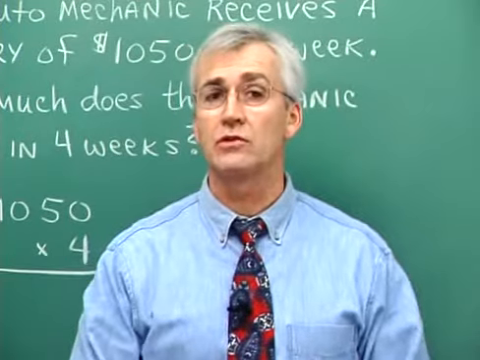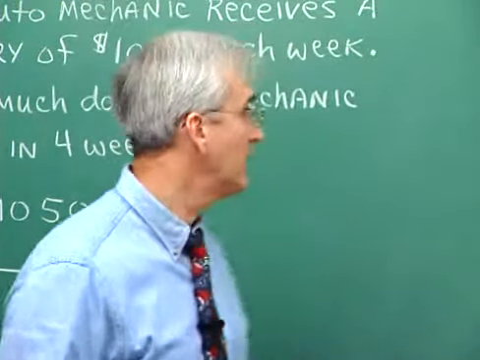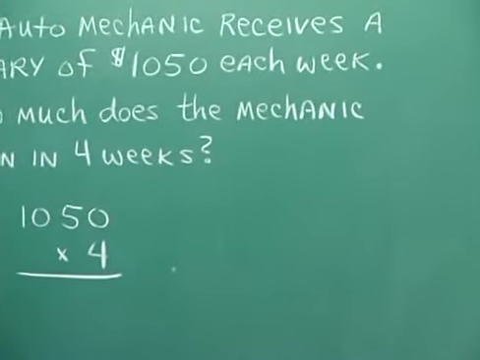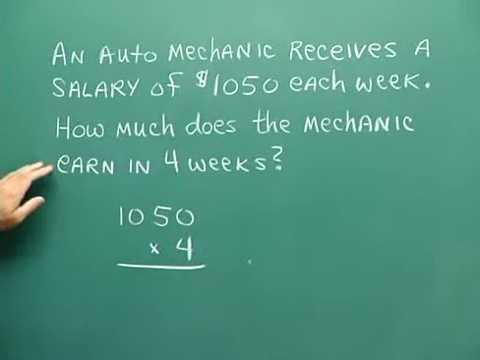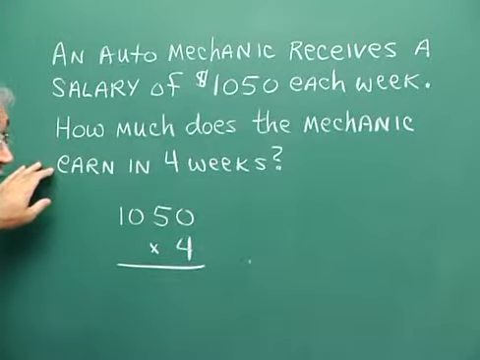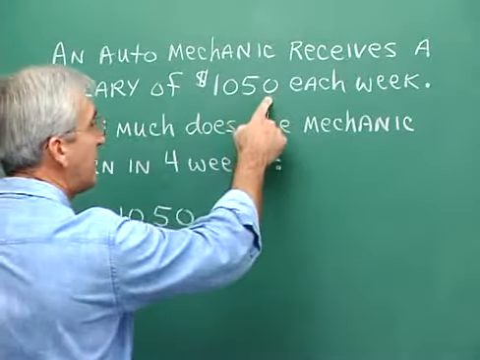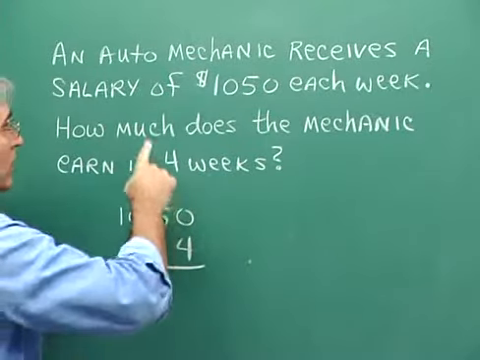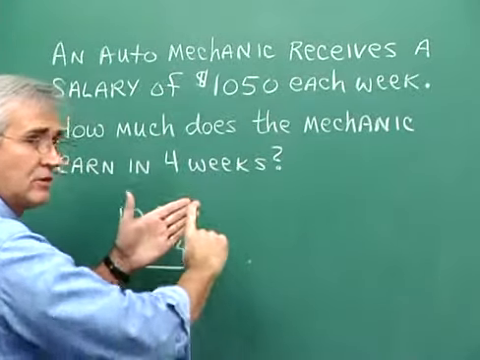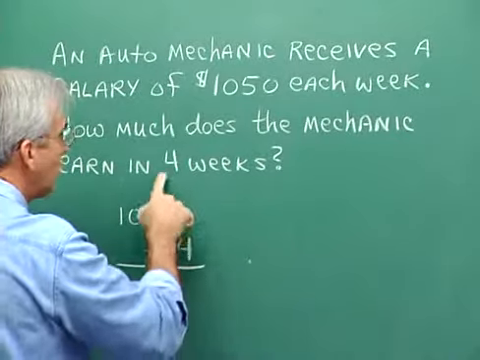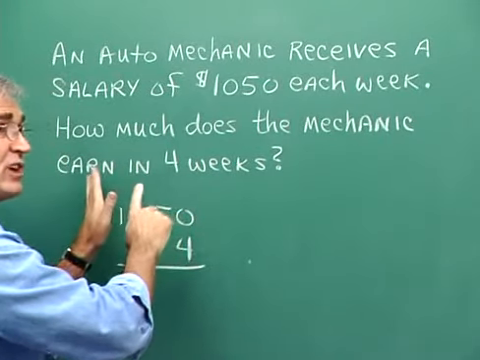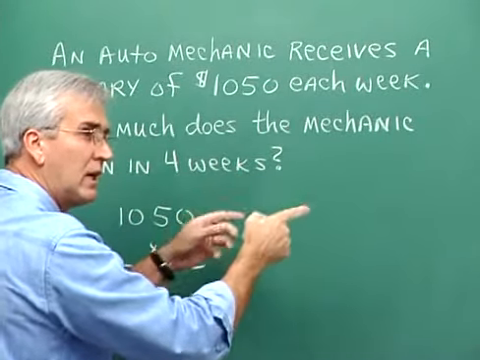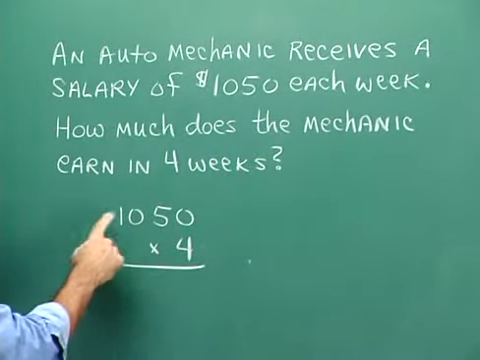Here's a word problem which is solved by multiplying whole numbers. It says, an auto mechanic receives a salary of $1,050 each week. How much does the mechanic earn in 4 weeks? Well, multiplication is a short way to work the problem, but we could simply add 1,050 4 times. That is 1,050 and 1,050 and 1,050 and 1,050, one each for the 4 weeks, you see. But because 1,050 is used as an addend 4 times, the shortcut is 4 times 1,050. So we could use multiplication.